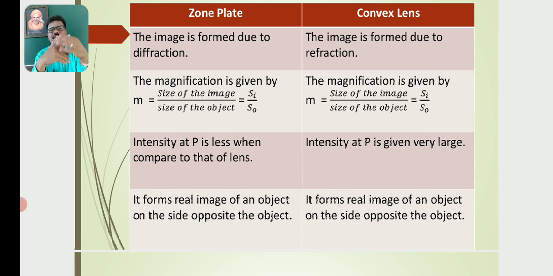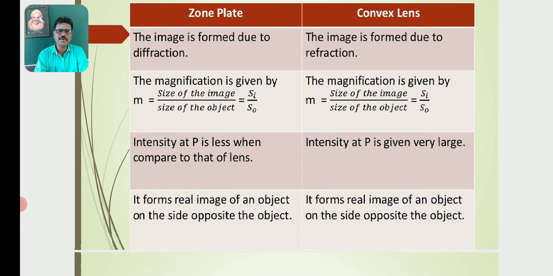Again, what about the magnification in both cases? In case of a zone plate, magnification is given by M equal to the ratio of the size of the image to the size of the object, that is SI by SO. Similarly in case of a convex lens, the concept is the same: magnification is the ratio of the size of the image to the size of the object, SI by SO.